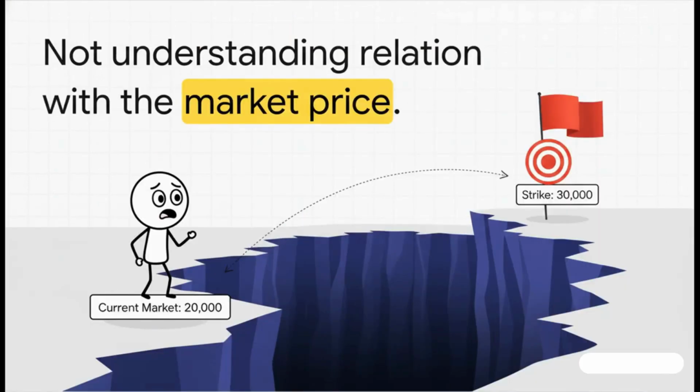Mistake number 2 is not understanding the relation with the current market price. Remember our Nifty 50 example where the market was sitting right at 20,000? Well, if the market is at 20,000 today, it makes absolutely 0 sense to buy a call option with a strike price of 30,000 if the contract expires tomorrow. I mean, the market is mathematically highly unlikely to just magically jump 10,000 points overnight. Your chosen strike must always make realistic sense compared to exactly where the market is currently sitting.